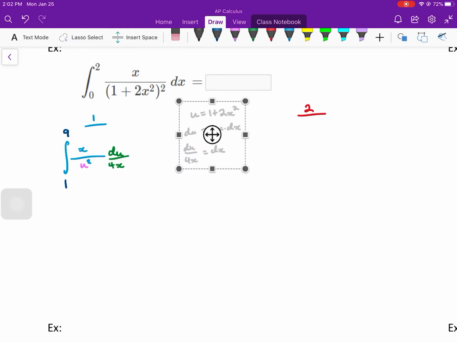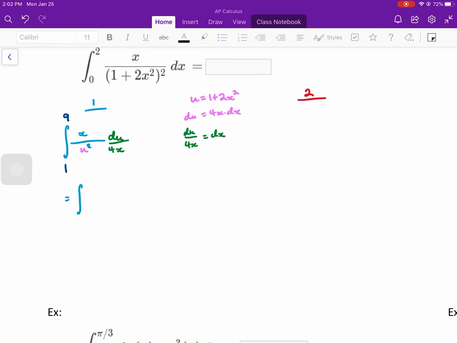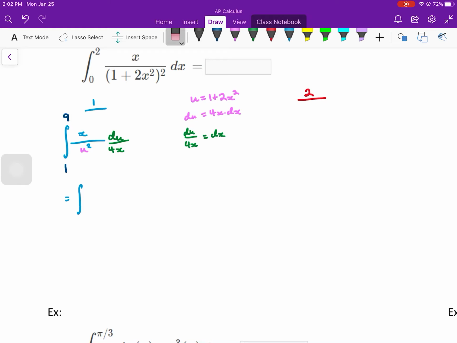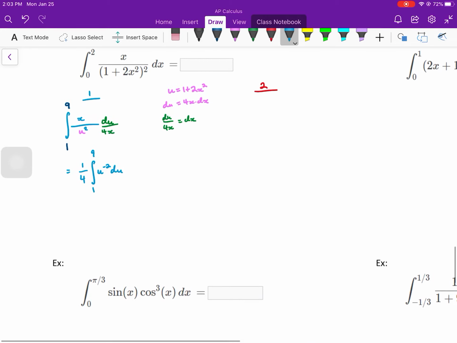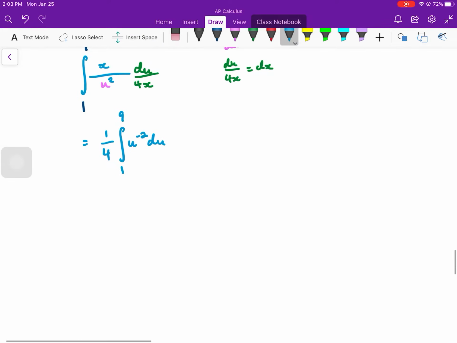Okay, give us a little bit more room here. All right, so let's clean this up a bit. So the x's will cancel out. The 1 over 4 will come out to the front though, since it's a constant. And then we can bring that u squared up to the top as u to the negative 2. So this is method 1. We change the bounds. Method 2, you don't change the bounds.